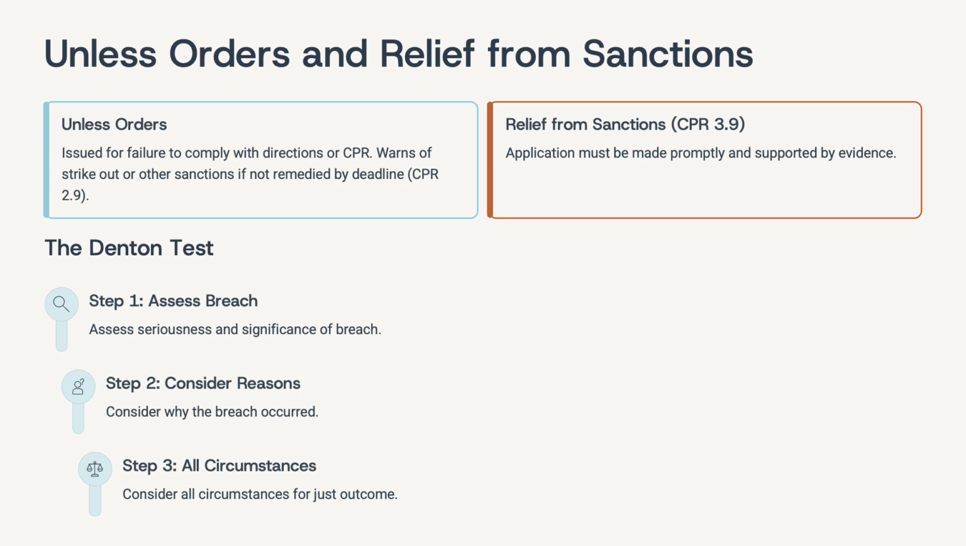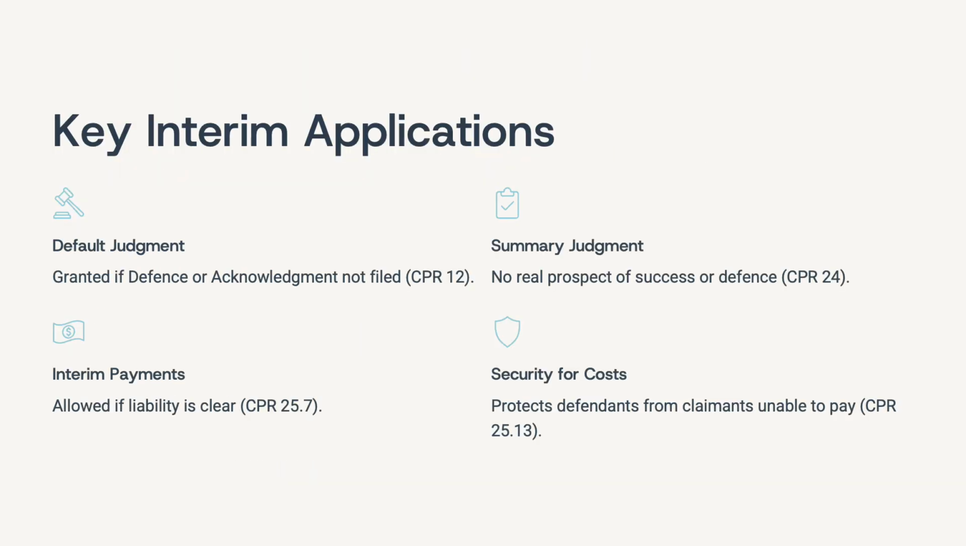The leading case is Denton, which gives us 3 stages: assess the seriousness or significance of the breach, consider why the default occurred, and evaluate all the circumstances so the case is dealt with justly. So, the key idea is proportionality. A minor delay might be forgiven, but unreasonable delay will not be. So, what can be the consequences? It can be default judgment, summary judgment, interim payment, or security for costs.